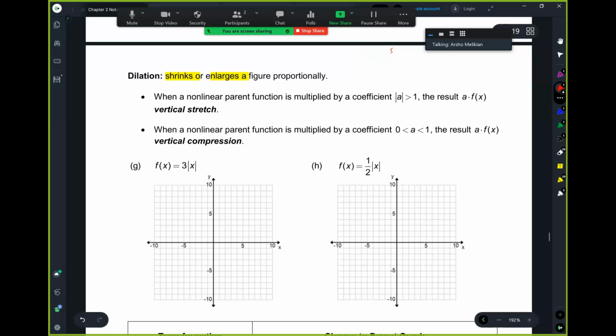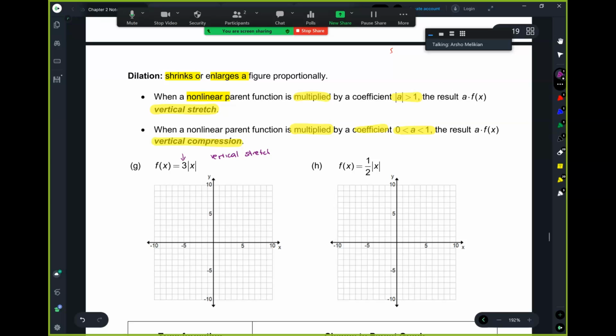So we talk about, when a nonlinear parent function is multiplied by a coefficient, and the coefficient is greater than 1, then we have a vertical stretch. When we multiply by a coefficient between 0 and 1, it's a vertical compression. So look at this one. Multiply by 3. Okay? 3 is greater than 1. So is it a stretch or a compression? Stretch. So this is a vertical stretch.